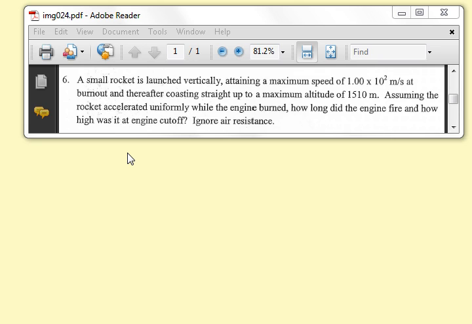So let's set our problem up. Here's the ground and the positive y direction this way. So the ground is y equals 0, and the rocket accelerates uniformly up some distance to what I'm going to call yb, for y burnout. It has some acceleration, which we'll call a sub b, for acceleration during the boost phase, which is up.